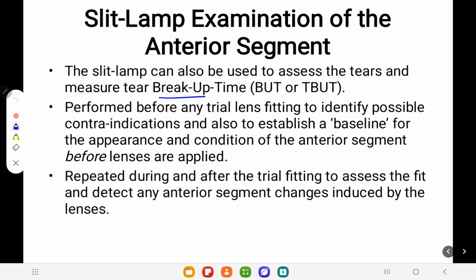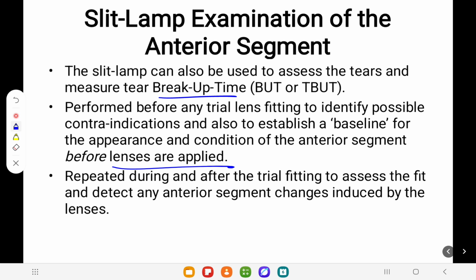Obviously we are always assessing tear breakup time, especially non-invasive tear breakup time. Yes, and perform before any trial lens fitting to identify possible contraindications, also to establish a baseline for the appearance and conditions of the anterior segment before the contact lens is applied. So we do not directly apply contact lenses. We first examine the anterior segment through the slit lamp, and we want to know if there are any contraindications.